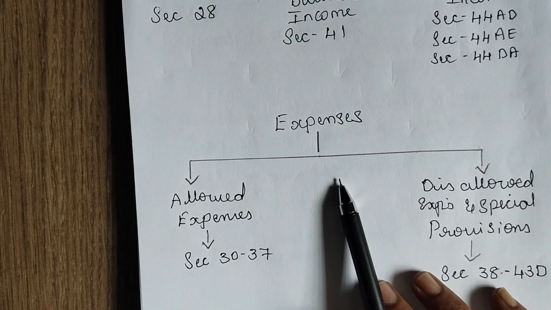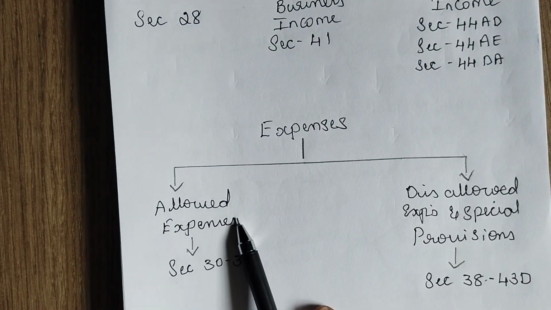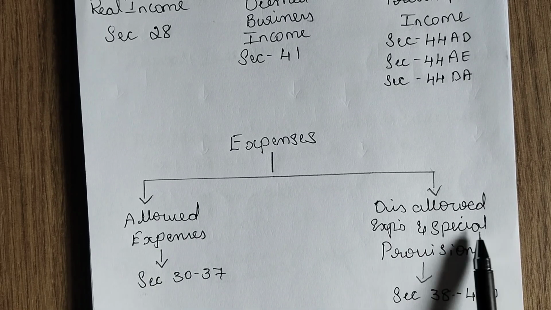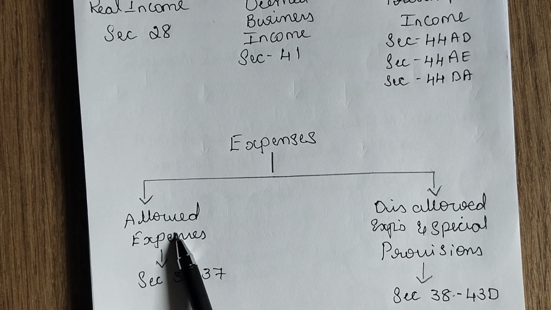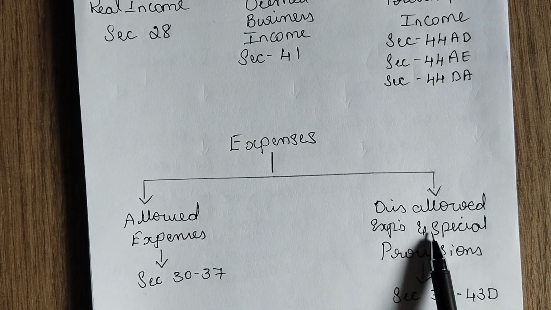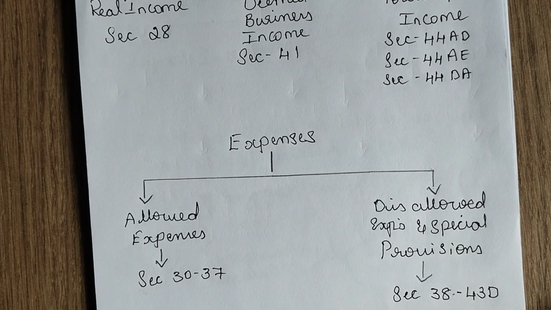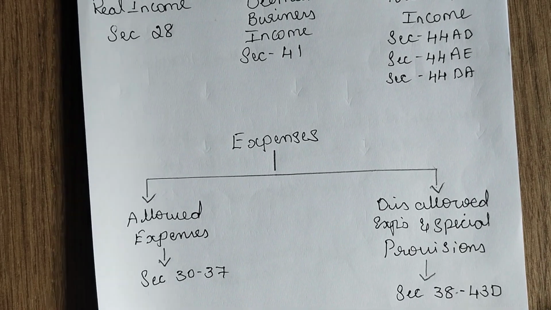Now, expenses. Expenses are again categorized as allowed expenses, disallowed expenses, and special provisions. Allowed expenses are covered under section 30 to 37. Disallowed expenses or special provisions are covered under section 38 to 43D.